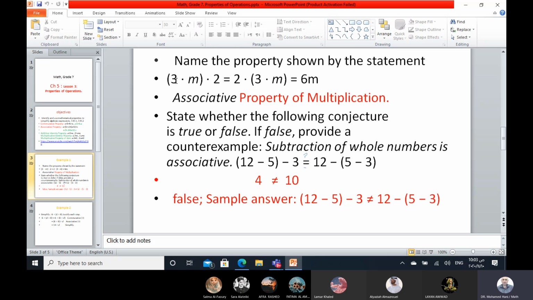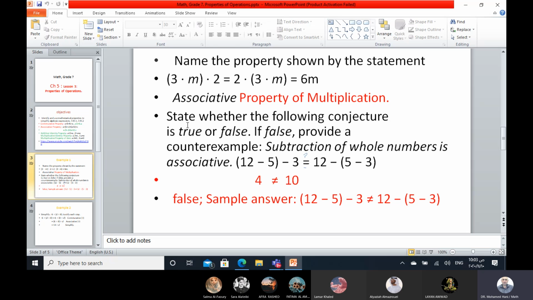So here 3 times m times 2, and here 2 times 3 times m. Here we just change the place of the parentheses, but inside the parentheses we have the same numbers. We have 3m and we have 3m. So the name of this property will be associative property of multiplication.